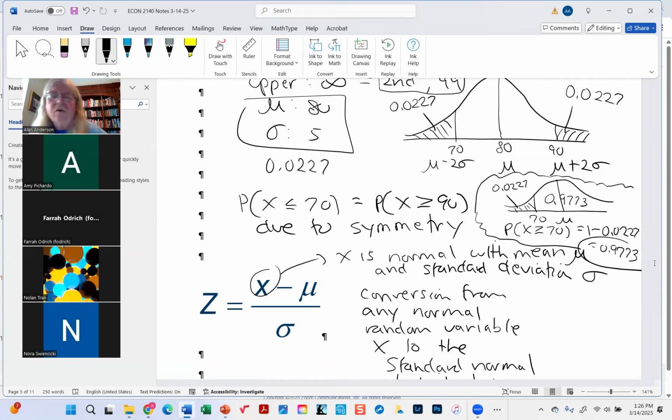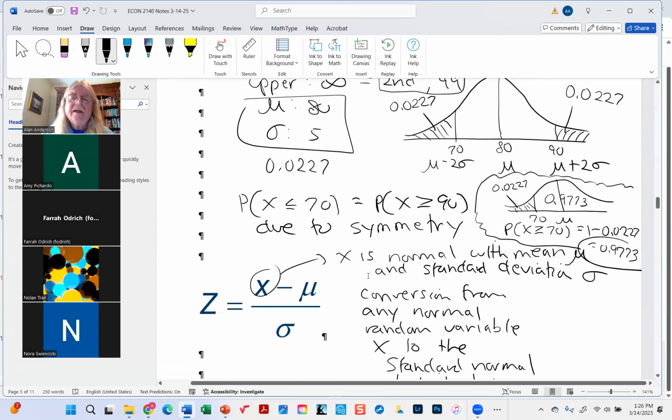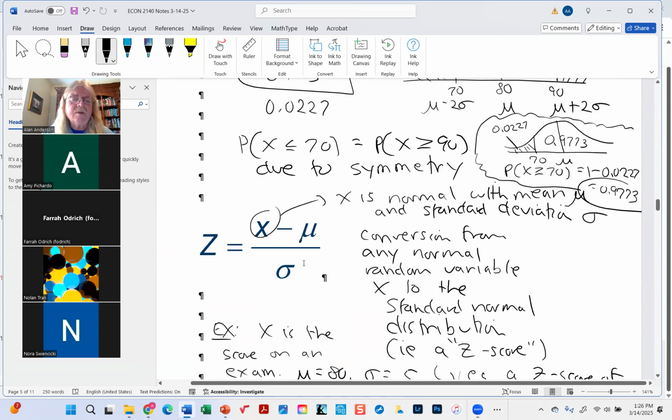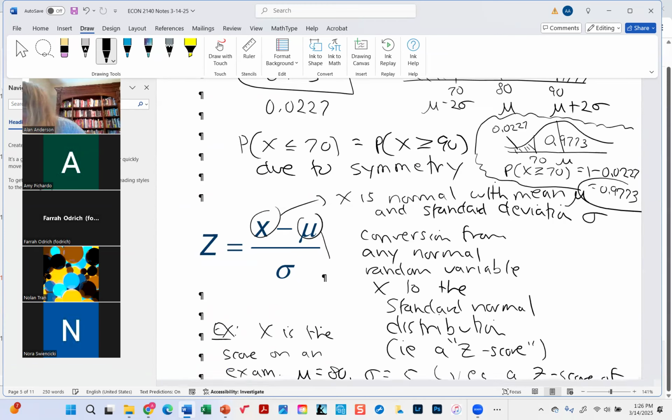Okay, so this is actually a very important formula. Now, it's not such a big deal when we have calculators, but it's important to see how all the normal random variables out there are connected to the standard normal. So with this formula, we're assuming that X is normal. It could have any mean and any standard deviation. Okay, so that's what these represent. This is the mean of X. And this is the standard deviation of X.